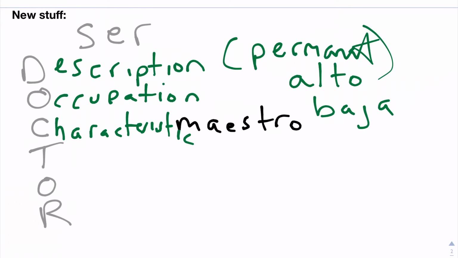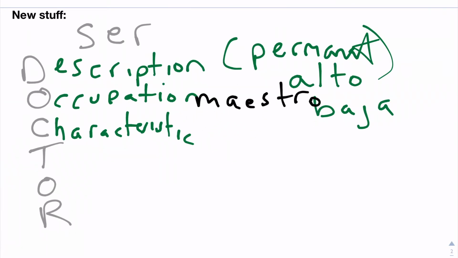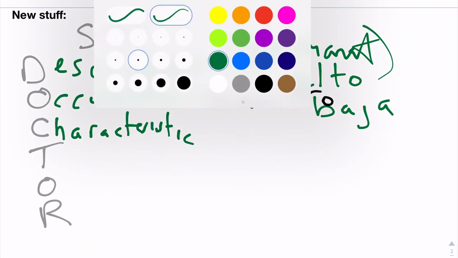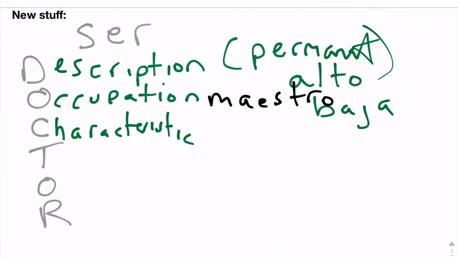So, for example, these are characteristics that are more permanent, more things that define who you are. If we're talking about someone being nice, they're probably typically nice all the time. If they're in a bad mood, that's something more temporary. But a nice person has that characteristic with them forever. So we could say amable would be a key word for that.